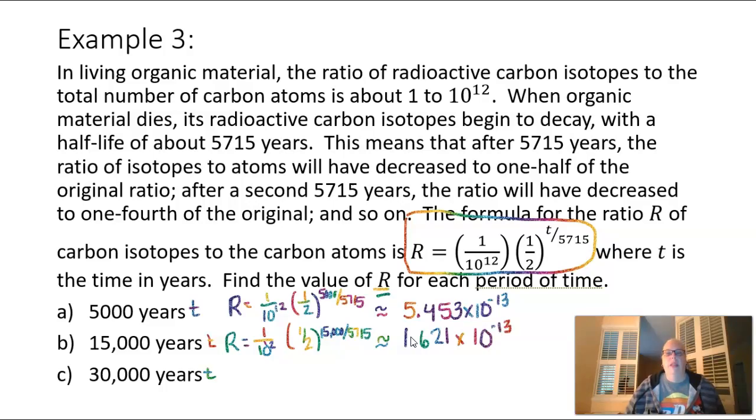Okay. And then finally we're going to put in the 30,000 years and see what happens. So we'll have 1 over 10 to the power of 12 times 1/2 to the power 30,000 divided by 5,715, and we are going to put this in the calculator and see what we get. And I am again in scientific notation with 2.629 times 10 to the power -14.